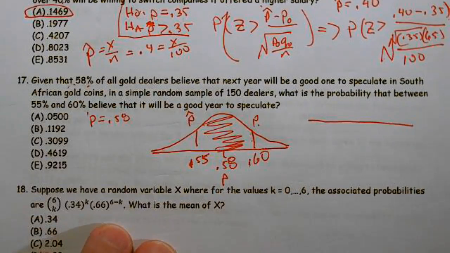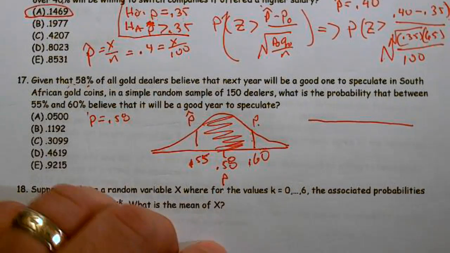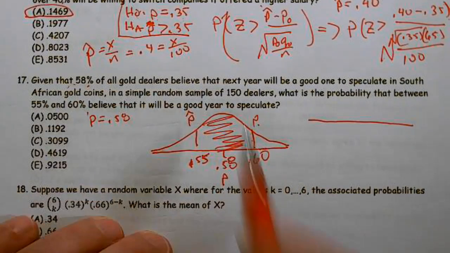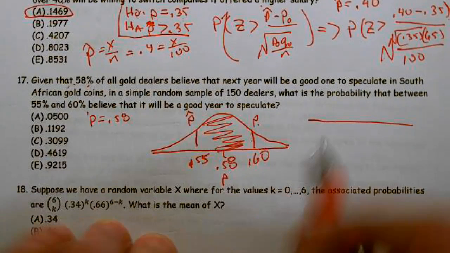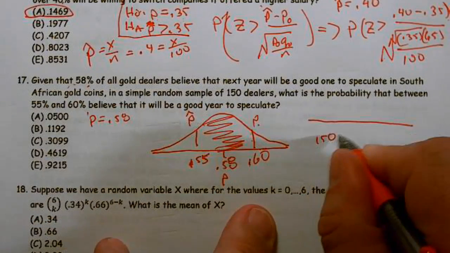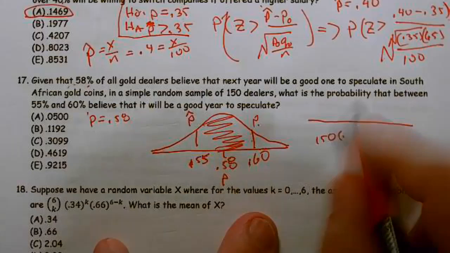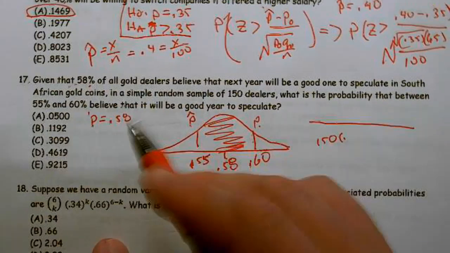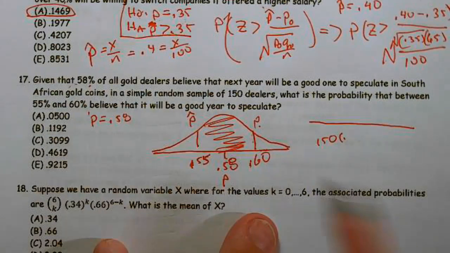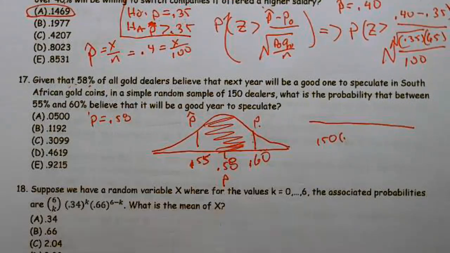Well, this is starting to look like a norm CDF because we know that if we take 150 times 0.55, we're going to get greater than 10. So basically, we're large enough to use the normal approximation, because in both cases the values are going to be greater than 10.